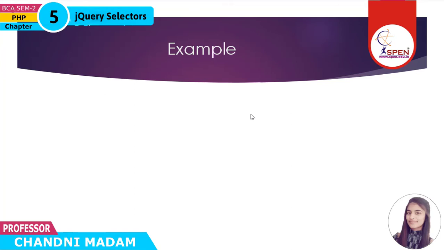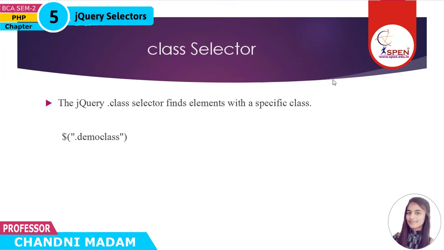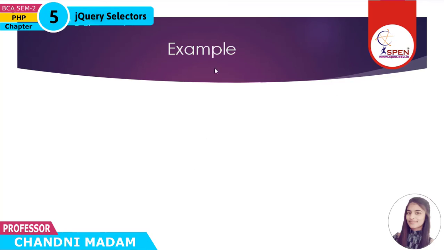Our next selector is the class selector. The class selector finds your element based on a specific class. To find an element based on a specific class, we use a dot and our class name. Here you can see the dollar sign, and in the parenthesis we write the dot sign, and after that we write our class name. So let us see an example.